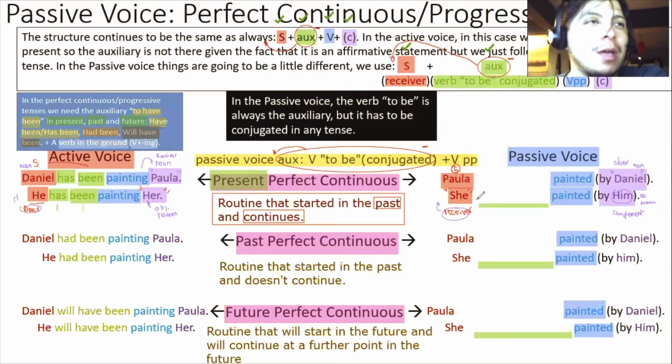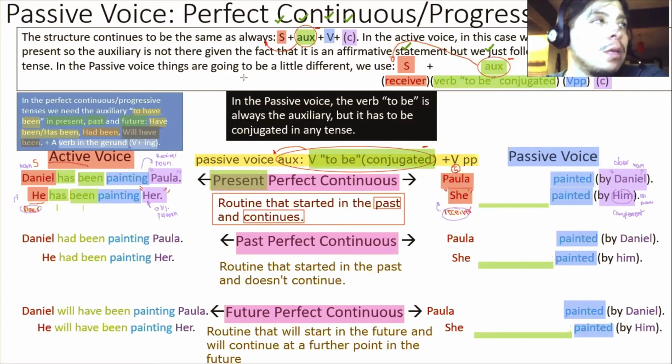So the only thing that we are missing right here is the auxiliary. So we need the auxiliary. The auxiliary is, as you remember, always the verb to be conjugated. So we need the verb to be, sorry, I'm going to do this again with a different tool. We need the verb to be conjugated. The verb to be conjugated. This is the auxiliary of the passive voice.